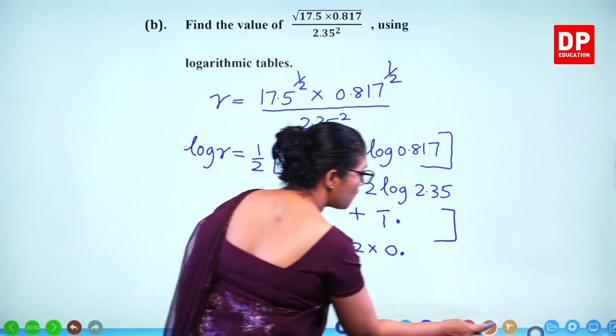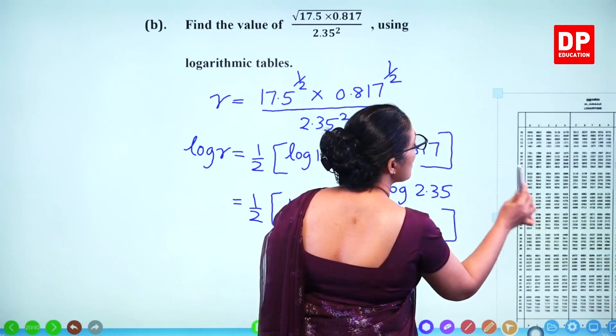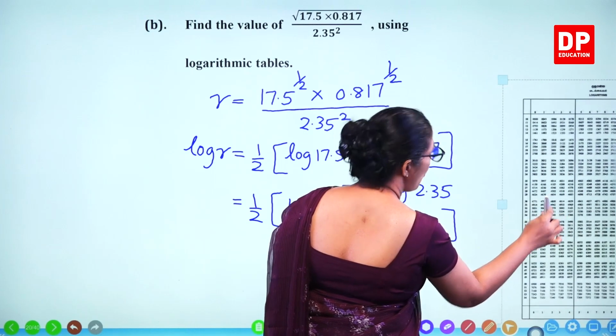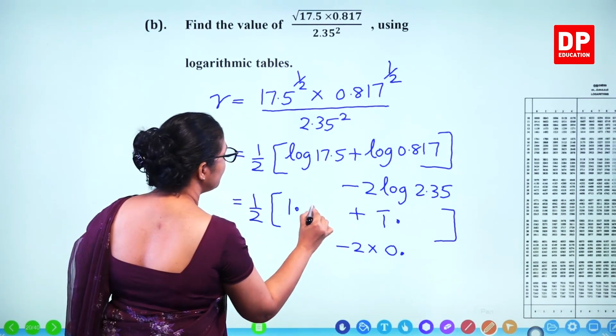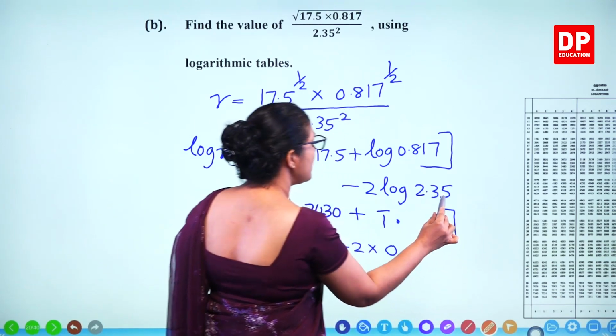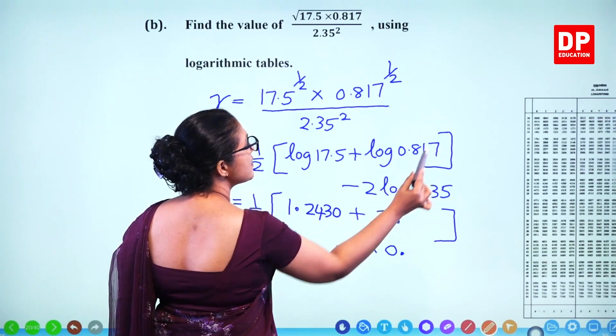So 17.5, 2430. 23 here, 23 and not 23, 81.7.